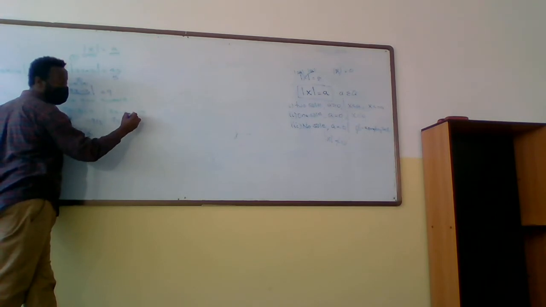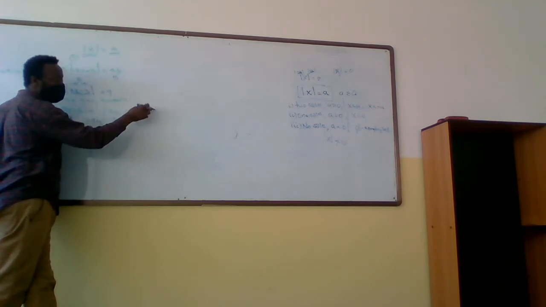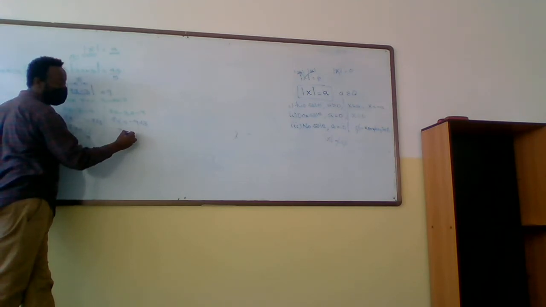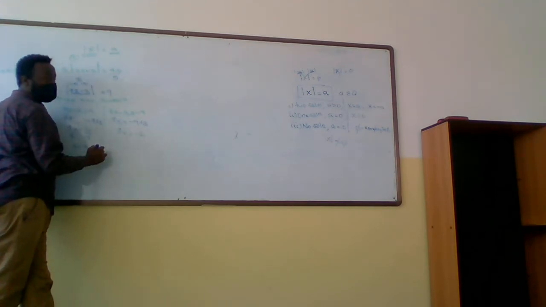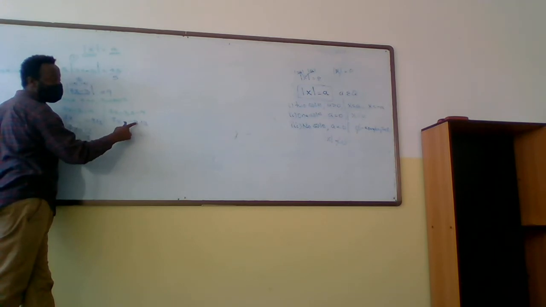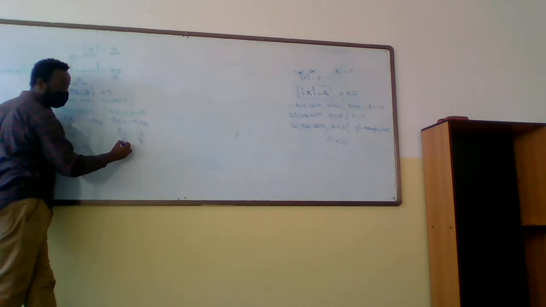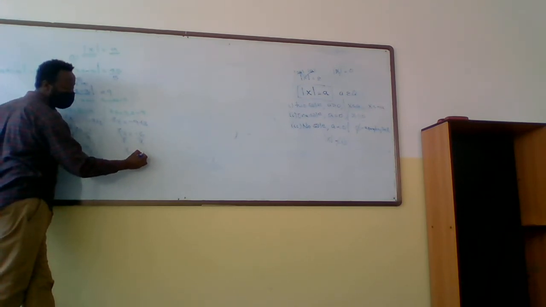The same thing will do here. 7x equals negative 9. When 3 goes to the other side, it will be plus 3. So 7x equals negative 6. Since this is negative and positive, we'll find their difference, and we will take the sign of the bigger number. And then we'll divide both sides by 7. So x equals negative 6 over 7.